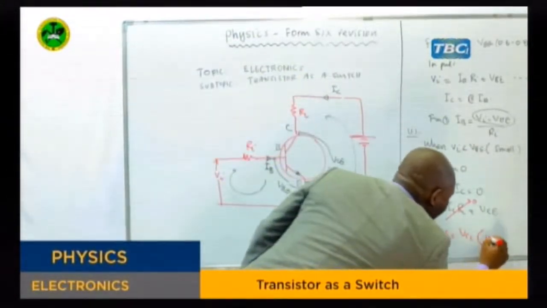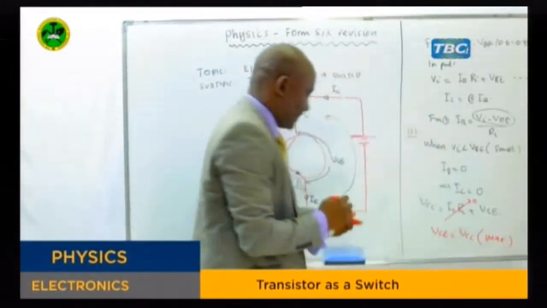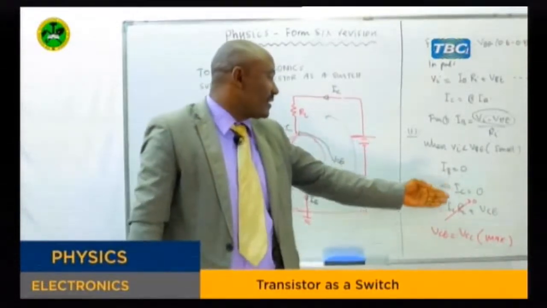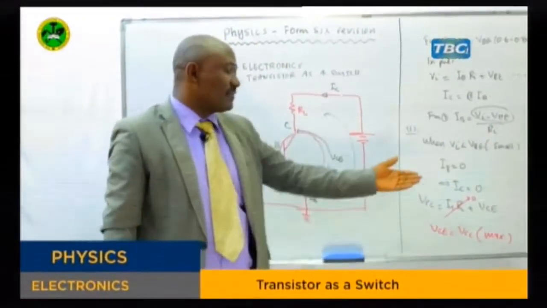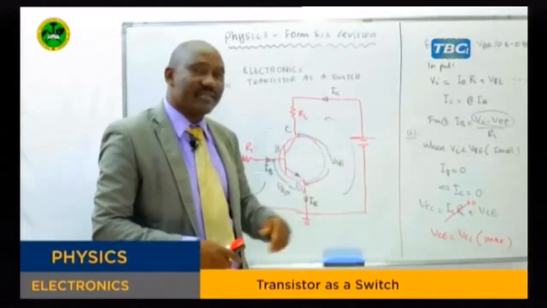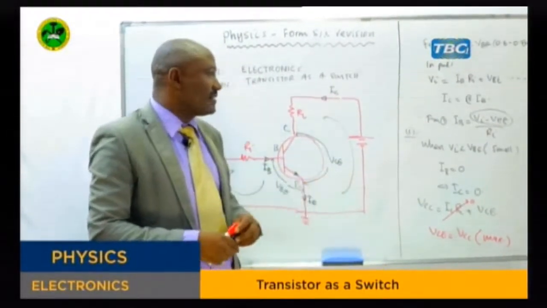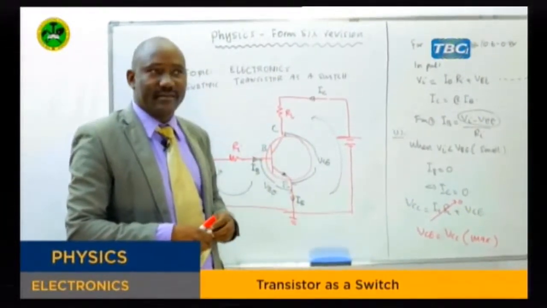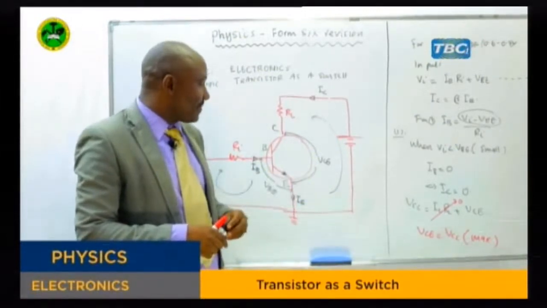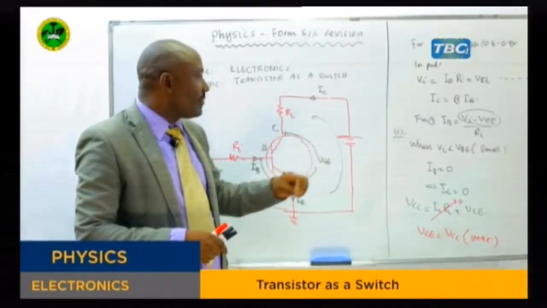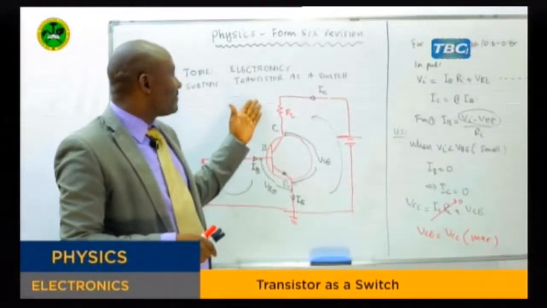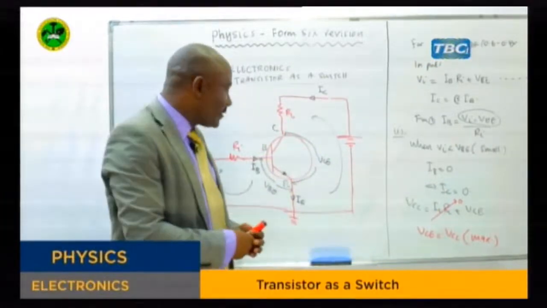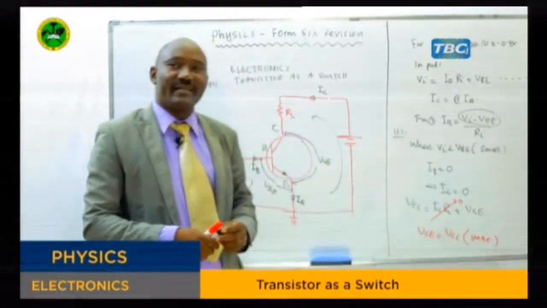We say this is the maximum voltage. What do you mean by this? If we don't have base current, automatically we don't have the collector current. For this case, the transistor is behaving as an open switch. Remember, we had two types: saturation and cutoff. So this is the condition of the cutoff state. Cutoff means the transistor is behaving as an open switch.